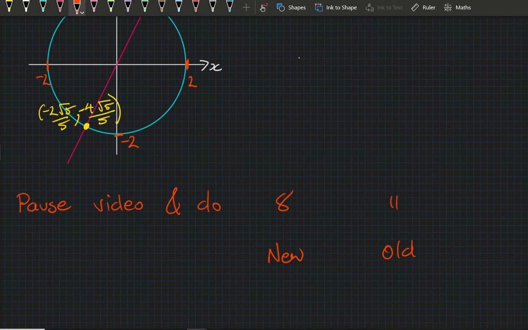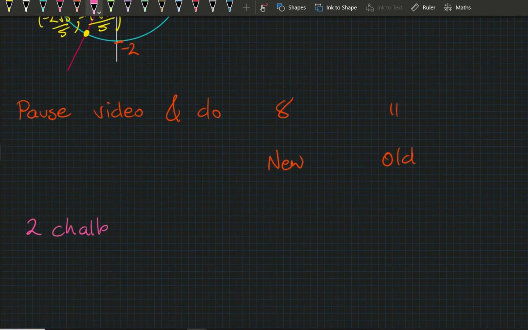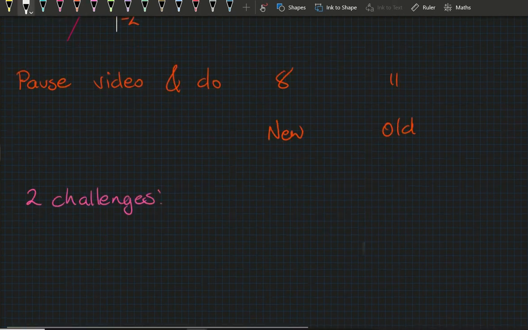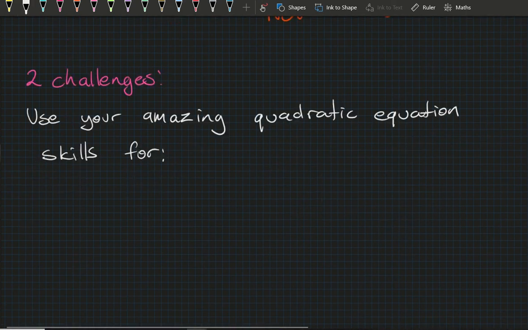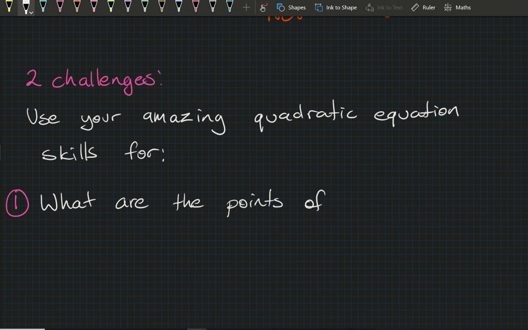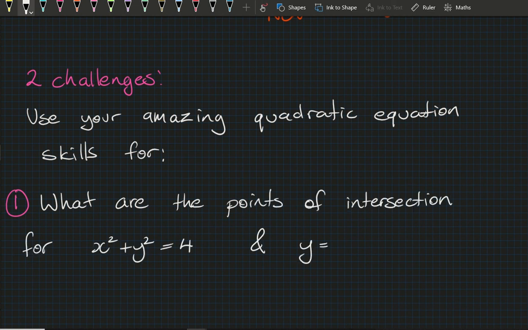So if this is a little too easy for you, I've also created 2 challenges that you might want to try. And these might require some of your amazing quadratic skills. Challenge 1 is, what are the points of intersection for the circle x squared plus y squared equals 4 and the line y equals x on 2 minus 1.